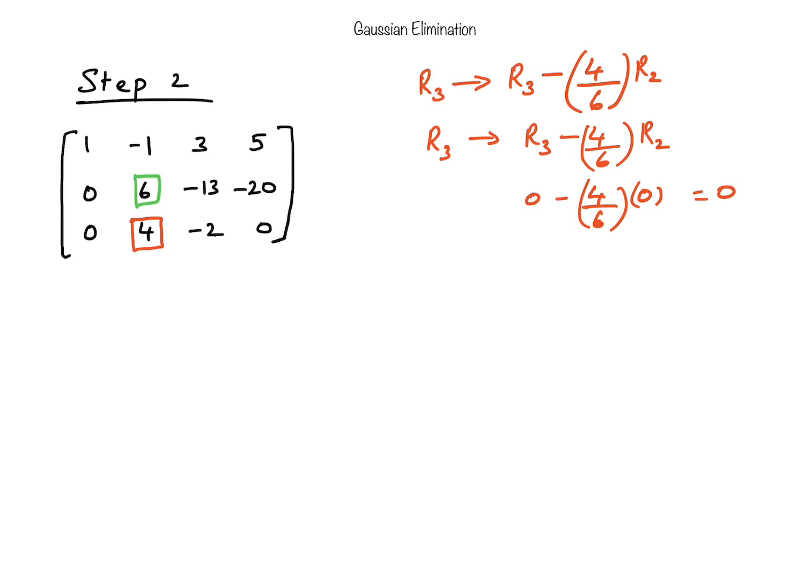So in this step we are making changes only in row 3. That means row 1 and 2 are going to be the same. So we'll write down rows 1 and 2 as they are. 1, minus 1, 3, 5. 0, 6, minus 13, minus 20.